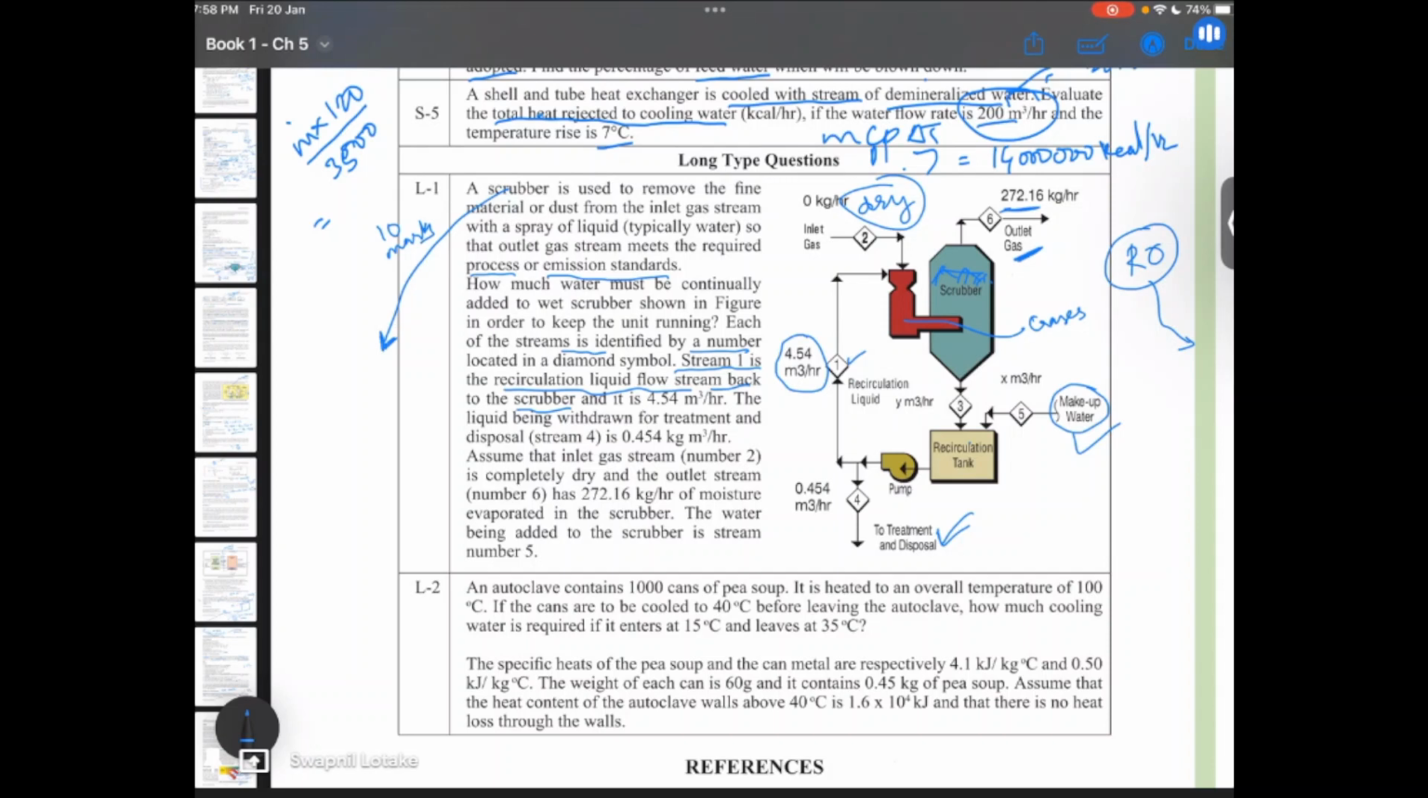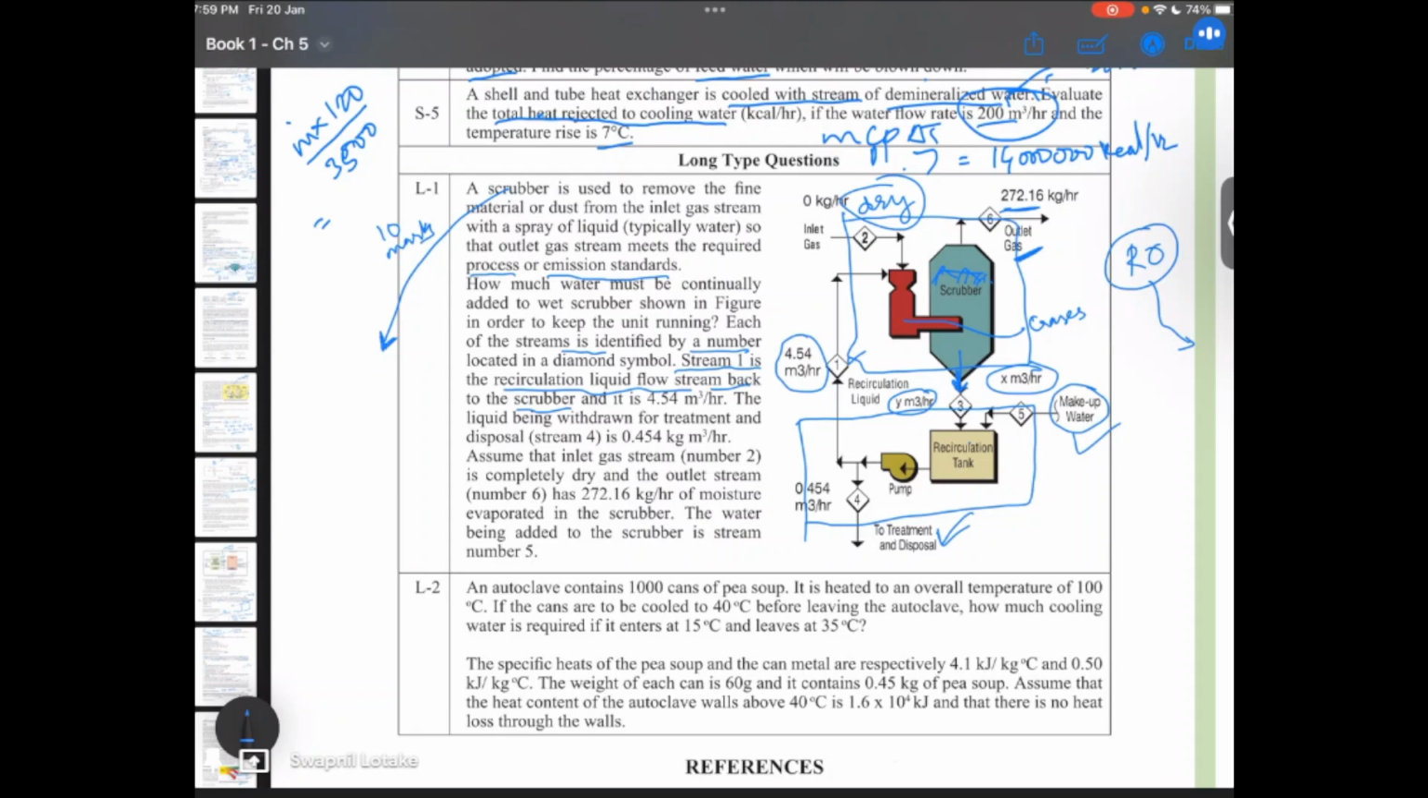So how will we solve it? We have two unknowns here. We don't know the makeup water, which is given by x, and there is a y meter cube per hour which is coming from the scrubber. We don't know how much is coming from the scrubber. So we will consider two systems. One system will be this much, and the other system would be this much.